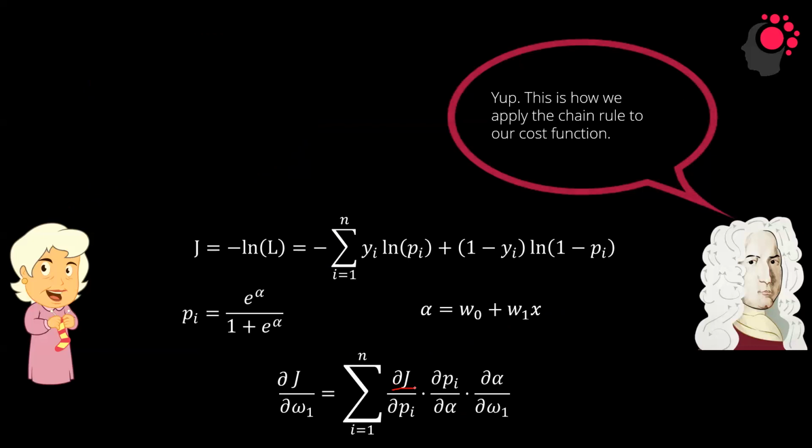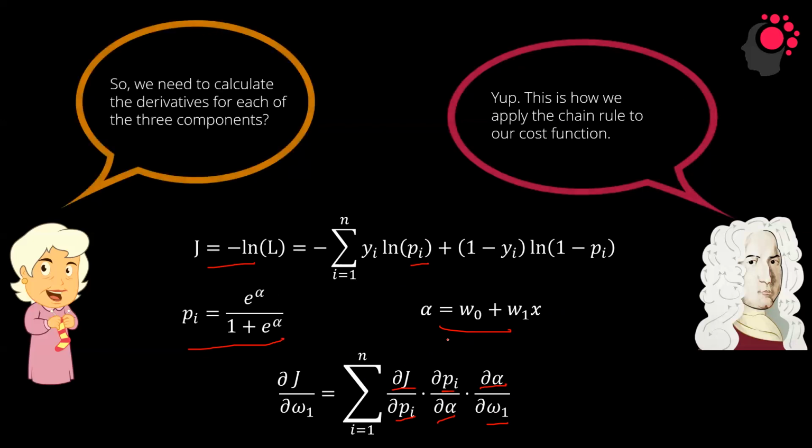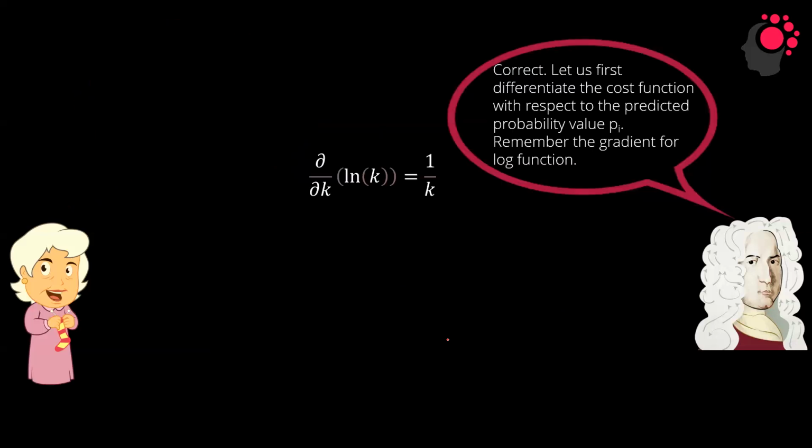First, we're going to differentiate the negative log likelihood with respect to pi, the predicted probability value. Then we're going to differentiate this equation, the predicted probability value, with respect to the linear regression equation. And then we are going to differentiate this linear regression equation with respect to W1. This is how we are going to navigate this. To which Agatha says, so we need to calculate derivatives for each of the three components. Exactly. Let us first differentiate the cost function, the most complicated one, with respect to the predicted probability value pi. And remember the gradient for the log function, which we just discussed: ln of k is equal to 1 by k.